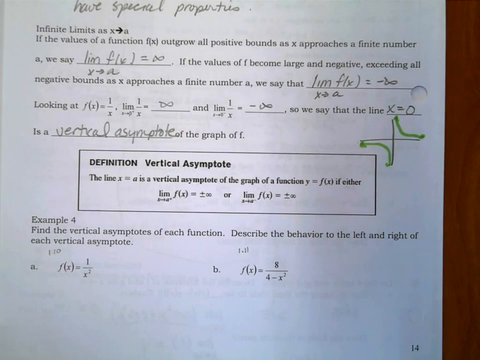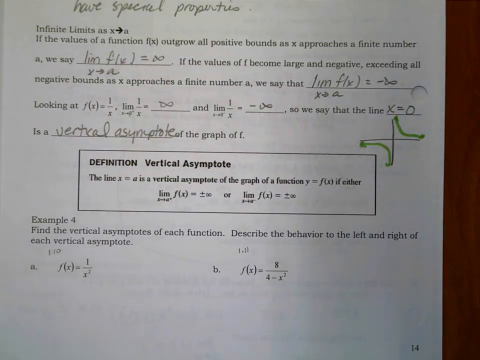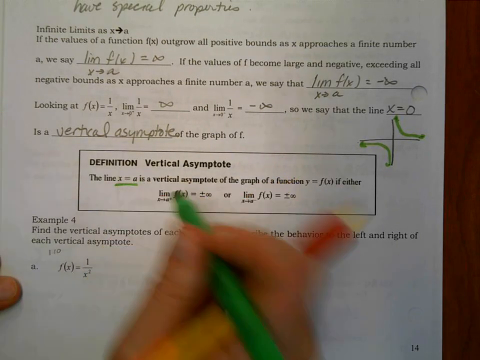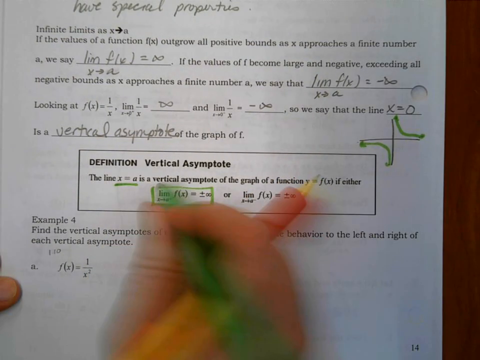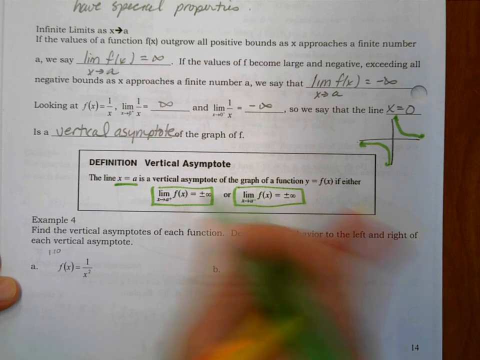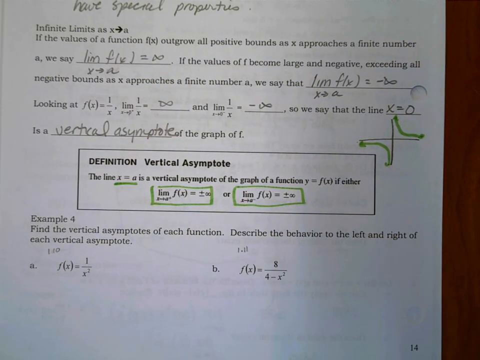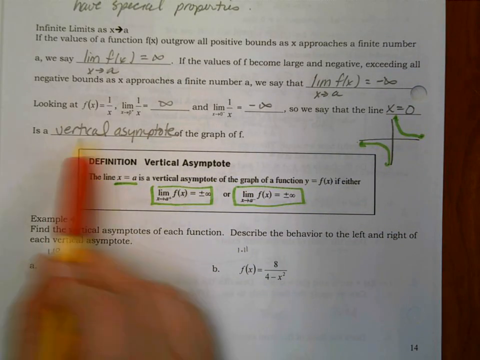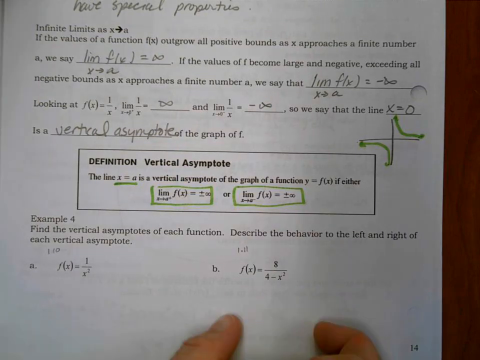So basically, if you have a limit as you approach infinity or negative infinity, that's giving you a horizontal asymptote. But if you approach a particular value and the limit is either positive or negative infinity, then that line is a vertical asymptote. So that's what this is saying here. And again, that's an or. It could be either of those cases. It gives you a line. A vertical line is your vertical asymptote.